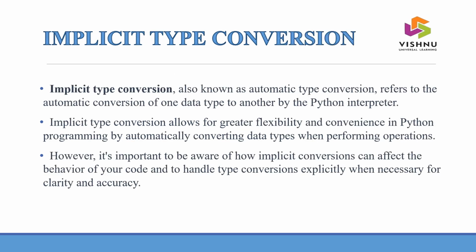Implicit type conversion. Implicit type conversion, also known as automatic type conversion, refers to the automatic conversion of one data type to another by the Python interpreter, which means the Python interpreter itself converts the value of one data type to another data type. Python interpreter always converts the lower data type to the higher data type.